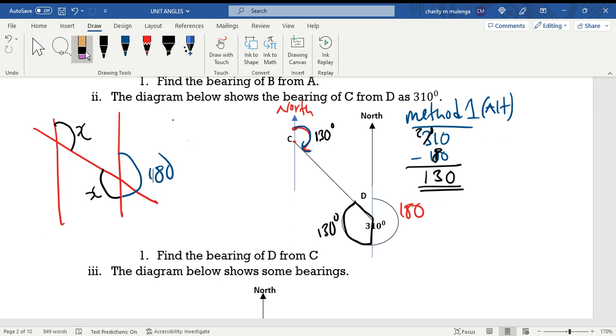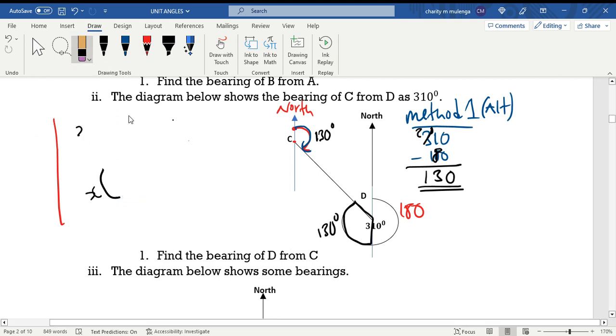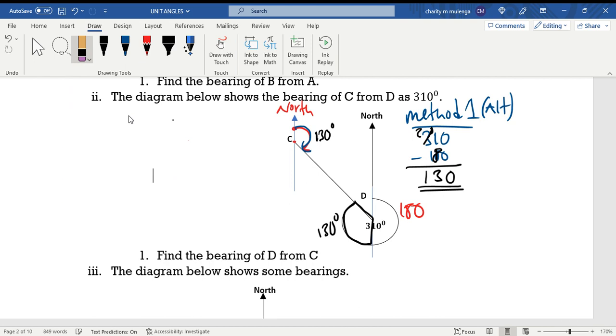What if we tried to work with supplementary angles?